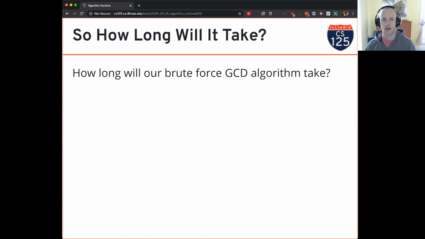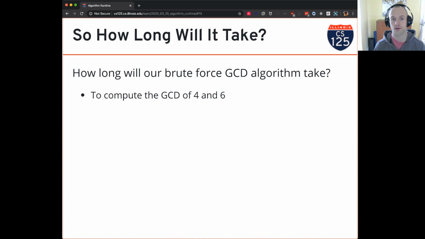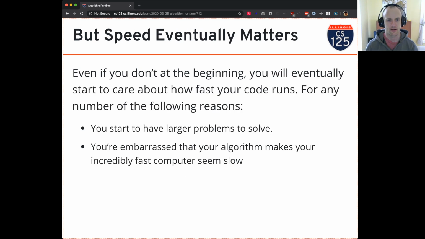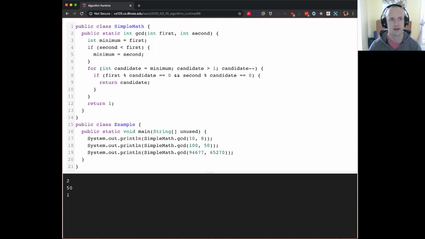So let's start by talking about this brute force GCD algorithm, right? And what we want to do is think about some special cases, right? So let's say I give it the GCD of 4 and 6, right? So I'm going to go back here and we're going to look at our implementation of this, okay? And actually, you know what we can do? Let's actually try to measure this on some level, right?